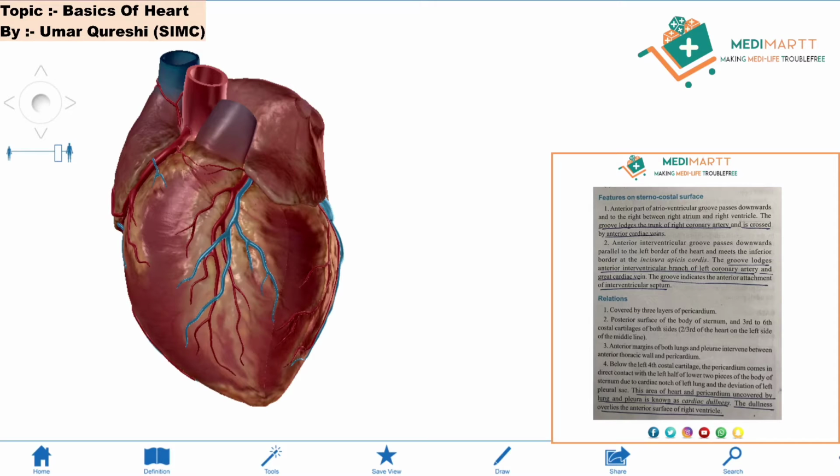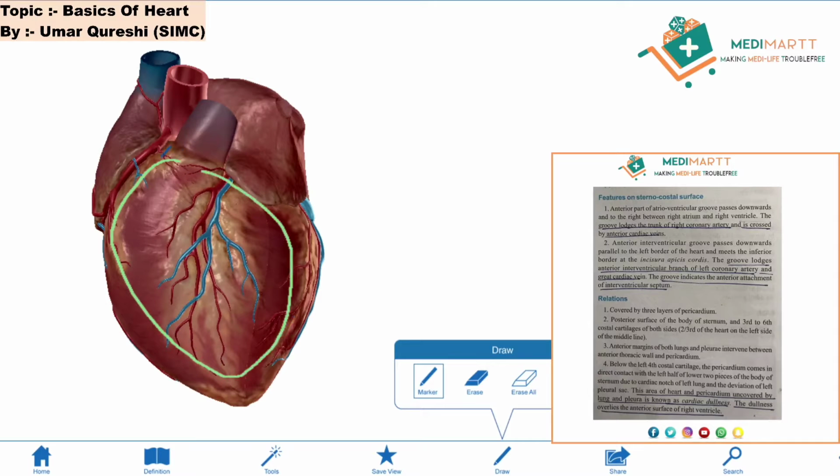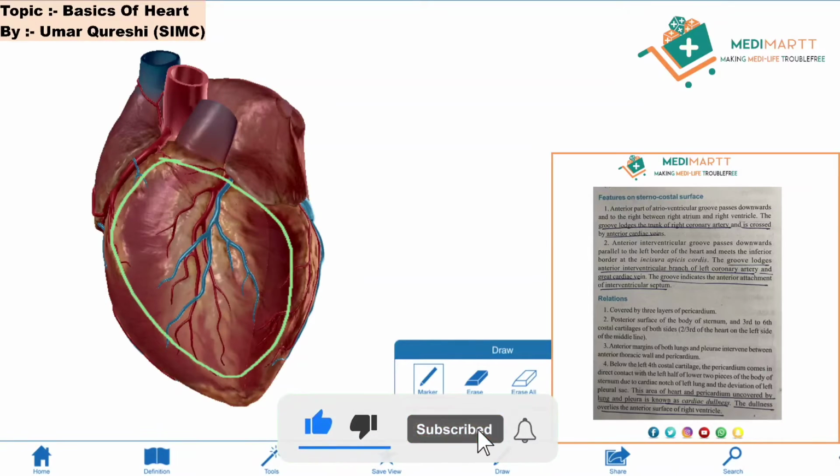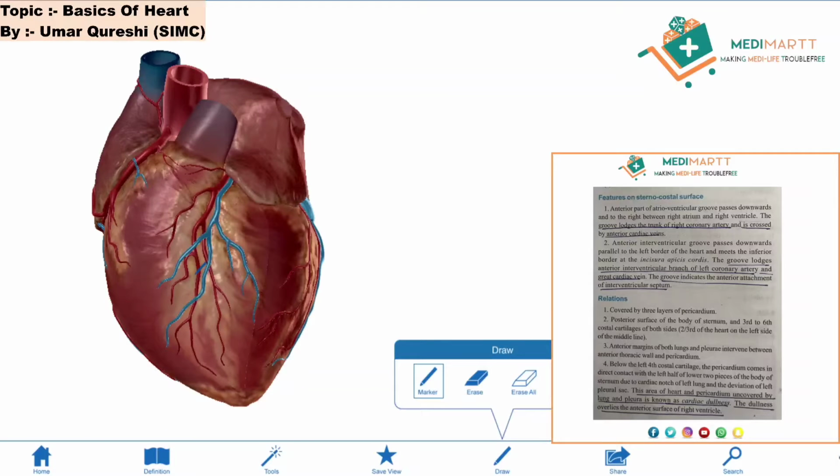So basically the features of the sternocostal surface, we already told you that this is the sternocostal surface. Now let's see the features. Basically the anterior part of the atrioventricular groove passes downwards. Now what is the atrioventricular groove? I already told you that these two are the atria and these two are the ventricles. The groove that is separating the atrium and the ventricle is basically called the atrioventricular groove, means this groove. So this groove is separating the atrium and the ventricles, that's why it is called the atrioventricular groove.